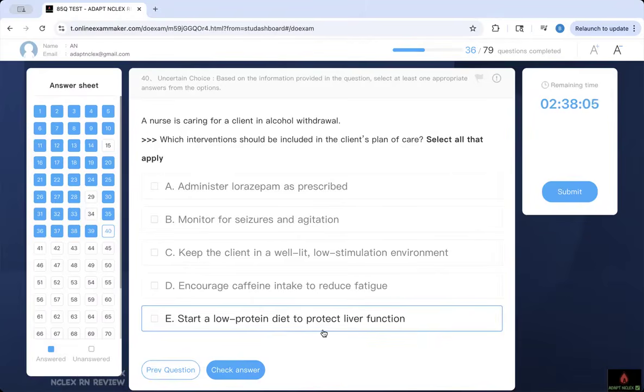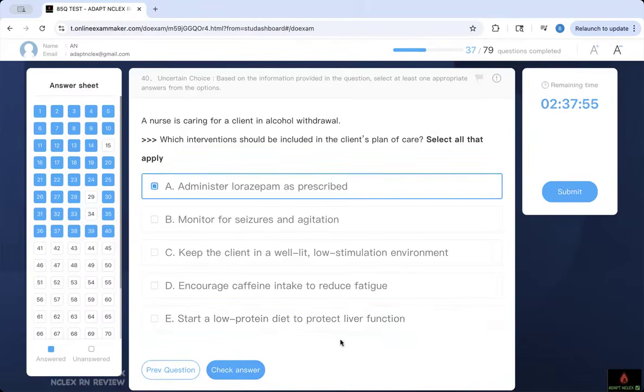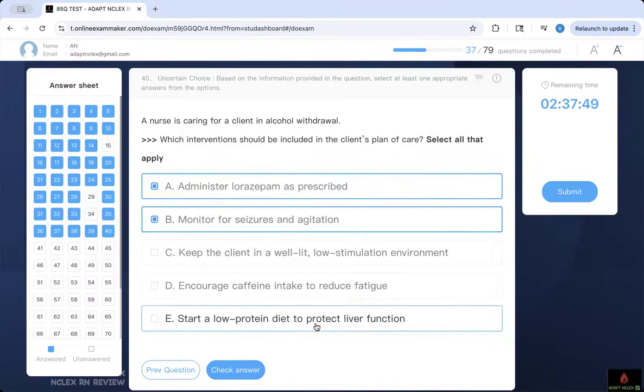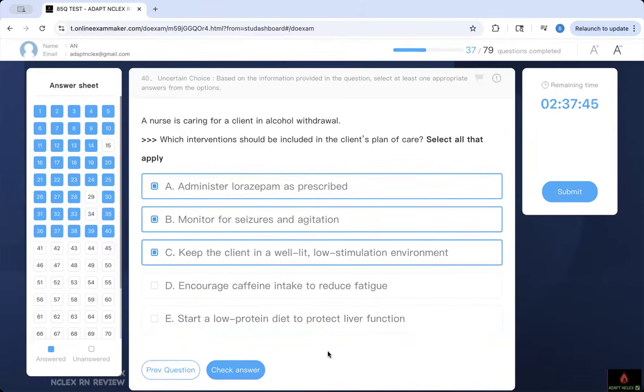You ask yourself, why are these the answers? It's because it's very important to bring your knowledge to psych. But what would you want to do? Alcohol withdrawal, seizures. You need benzos. Therefore, we have to monitor for seizures and agitation. Low stimulation, because they're going to have hallucinations. Caffeine is going to stimulate them more. Why would you want a high protein diet? You don't want to do that.